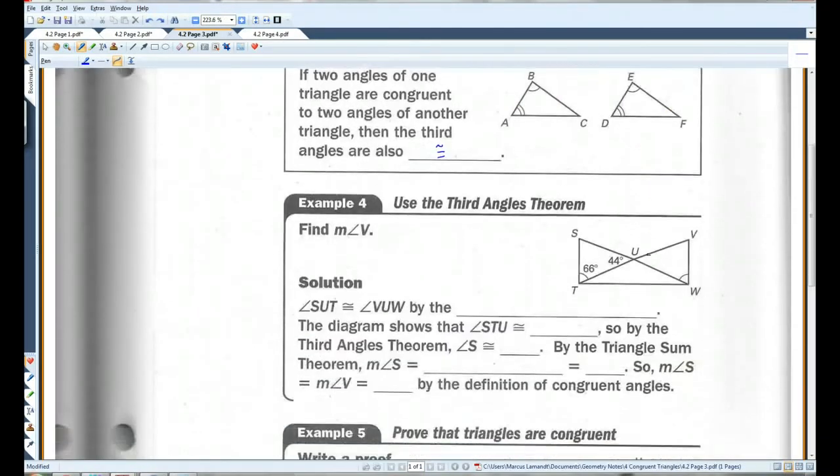So, for example, find angle V. So we're looking for this angle here. Angle SUT, that's this angle here, is congruent to angle VUW because they are vertical angles. Vertical angles congruence theorem. You could just write vertical angles are congruent either way.